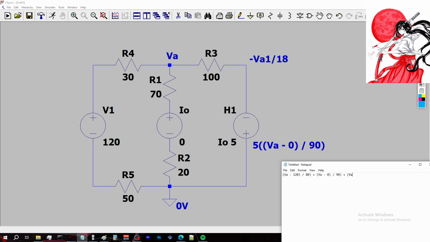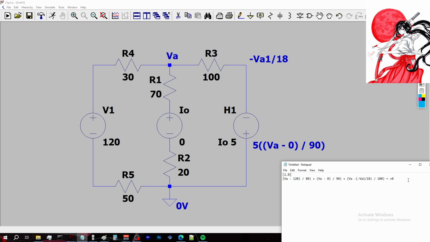So we're going to have VA minus negative VA times 1 over 18, and all of that is going to be divided by the total resistance of 100. All of that is going to be equal to 0. Now that we've written our equation down, let's start simplifying.